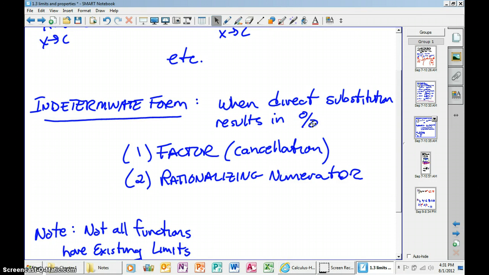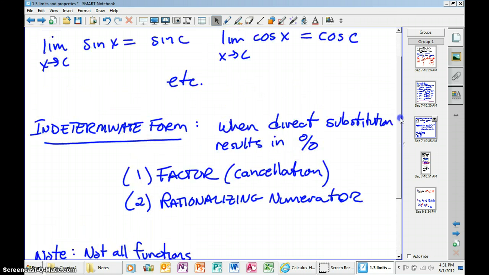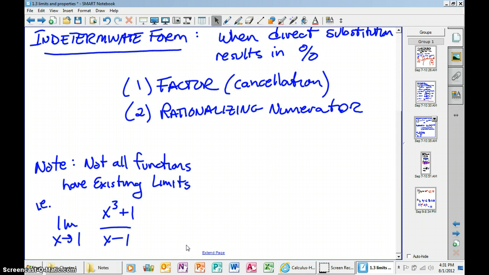Indeterminate forms are 0 over 0, and that's when we use the factoring or the rationalizing the numerator method. So here's one that you can play with. You can try factoring the numerator as a sum of cubes, if you remember that, and you can play around with that one.